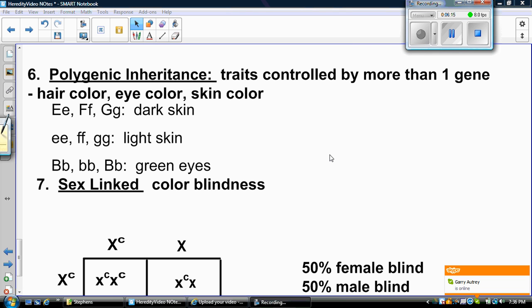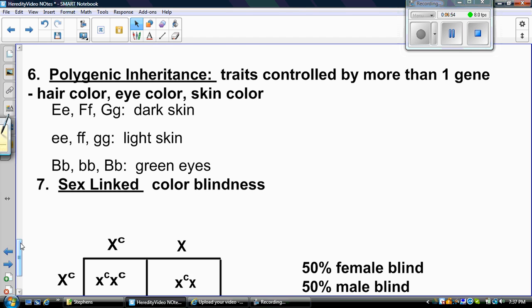Okay, so when we talk about traits that are controlled by more than one gene, instead of just looking at two alleles coding for a trait, you have to look at more than one set of alleles. We did this in our lab with our baby genetics. With skin color, I believe in the lab there were actually 6 sets of alleles that you had to look at to determine what color skin you had, and same thing with eye color. So these are examples of traits that are inherited by more than one pair of alleles.